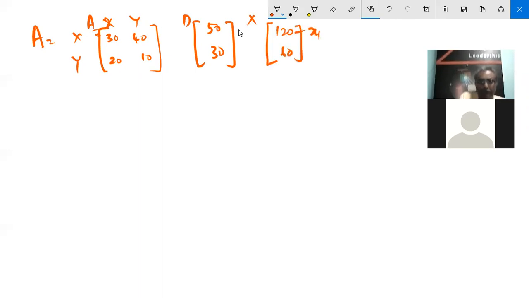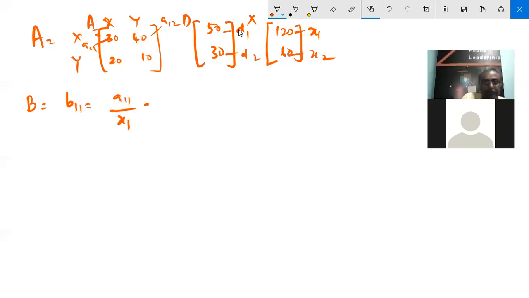This is X1, this is X2. Okay, this is D1, this is D2. This is A11, A12, like that. Now we have to find B matrix, the rate matrix. So for that, we have to do B of 11 is equal to A of 11 by X1. That is 30 by 120. This one, 120 from here. That is equal to 1/4.